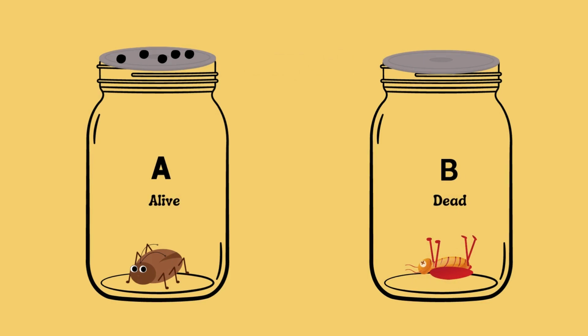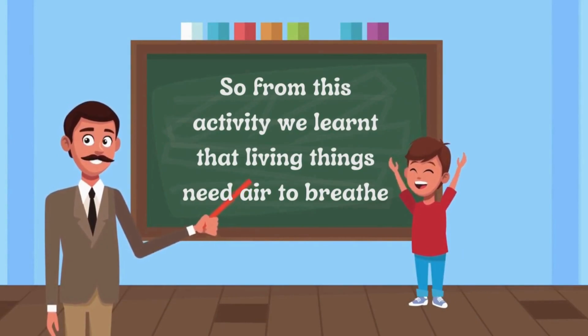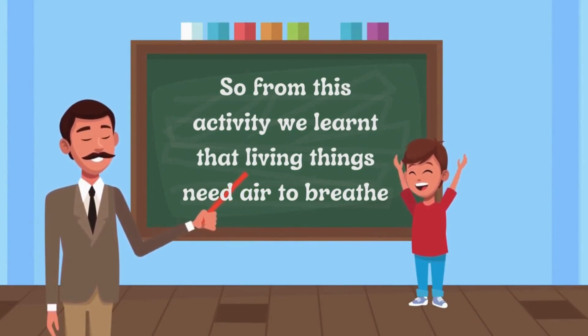You will observe that the cockroach in jar A is alive, whereas the cockroach in jar B is dead. The cockroach in jar A is alive because air enters from the holes of the lid so the cockroach could breathe. The cockroach in jar B did not get any air to breathe, so it died. So from this activity we learned that living things need air to breathe.